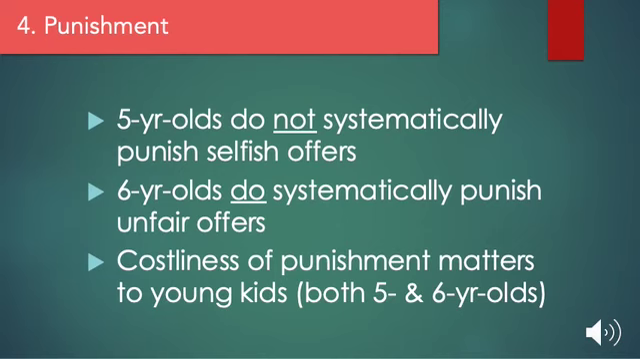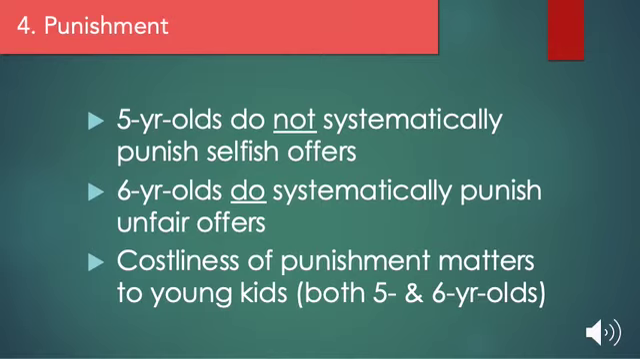So what does this mean? What can we conclude? Interestingly, 5-year-olds did not systematically punish selfish offers in those third-party players. But 6-year-olds did. They systematically punished unfair offers at that point.